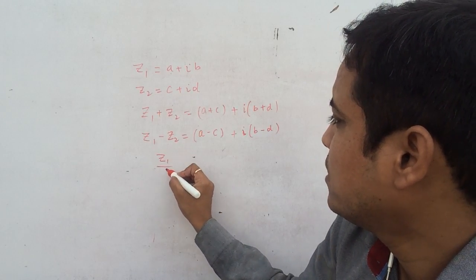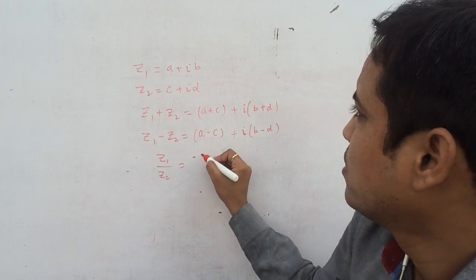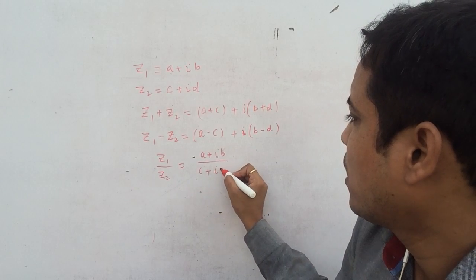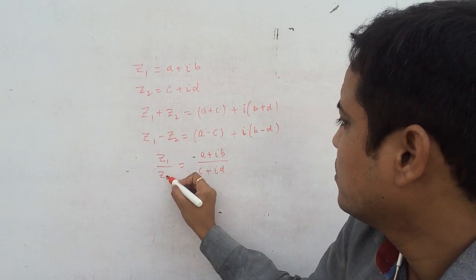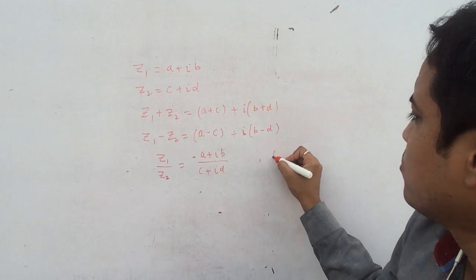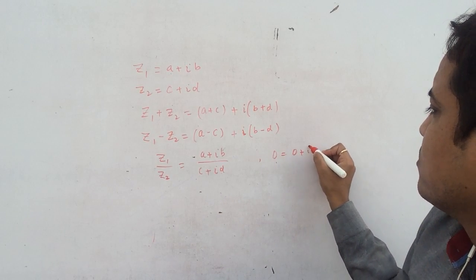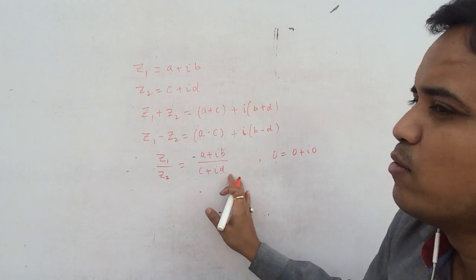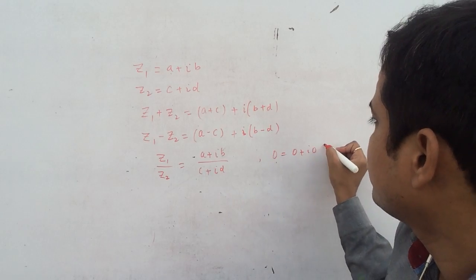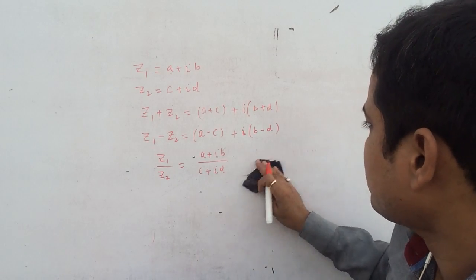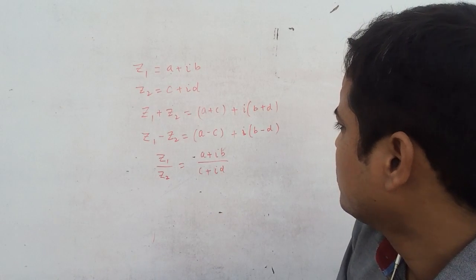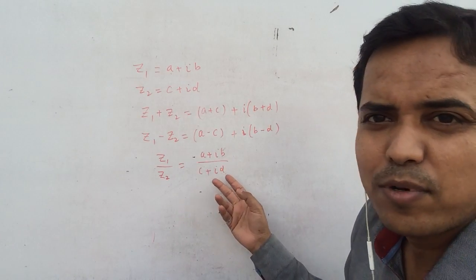Yes, we can divide z1 upon z2 also. We can do a plus iota b upon c plus iota d. Here z2 should not be equal to 0, because you know that 0 can be written as 0 plus iota 0. Okay, so we can divide it also. So we can do the conjugate part. We need to rationalize it. How would you rationalize? Do you know?